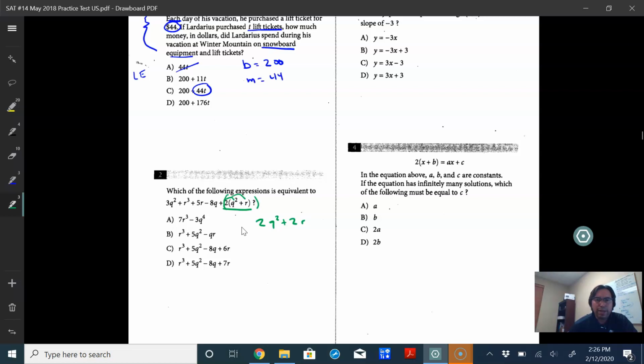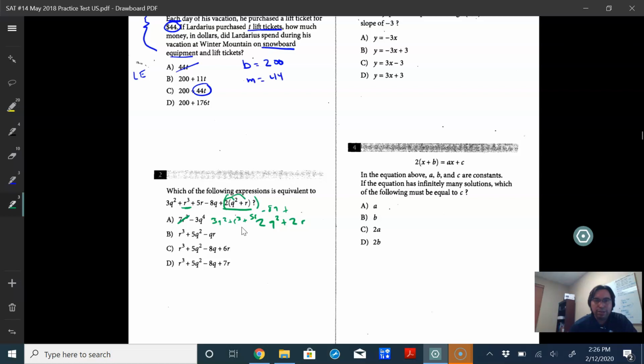Within that, I can see, well, how many r cubes to start off? I see I only have 1 r cubed here. Now let me just finish this expression. So this would be 3q squared plus r cubed plus 5r minus 8q, right? And then we have to add this stuff down here as well. A little sloppy, I understand that. Well, let's just go through. We only have 1 r cubed, so that eliminates this one.